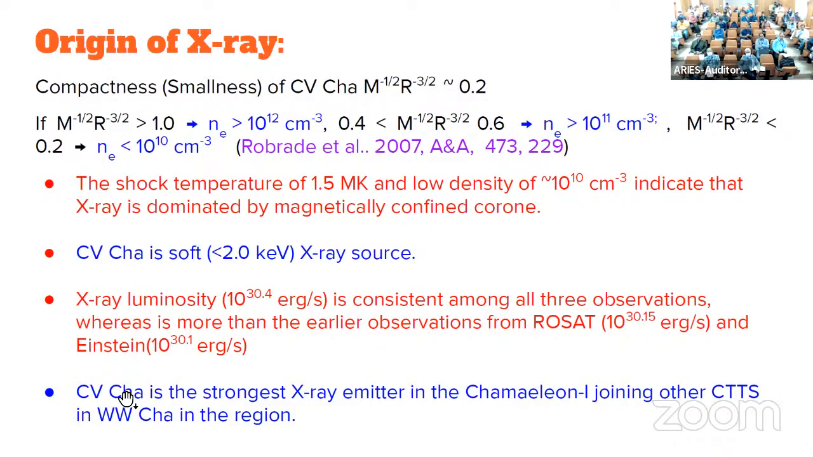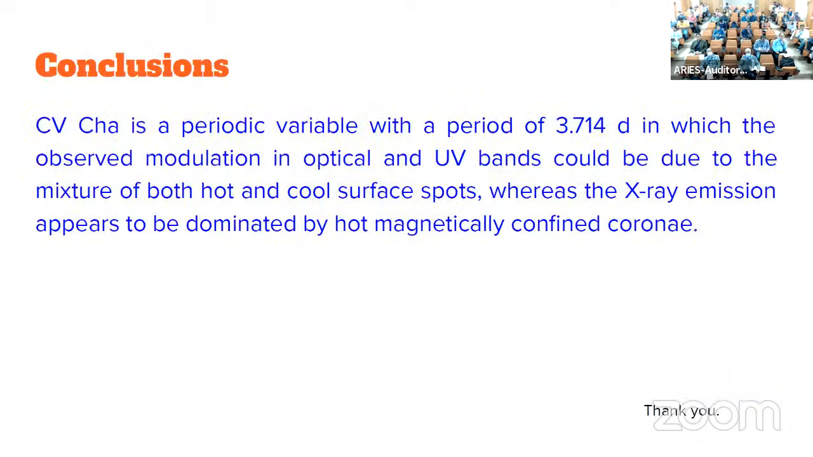So even if you have a better sensitivity of the X-ray, the soft X-ray source, then you could have observed the component of the X-ray emission through the accretion as well as X-ray emission through the magnetically confined plasma. The CBCR seems to be the strongest X-ray emitter in the region, joining the other classical T Tauri star in the region.